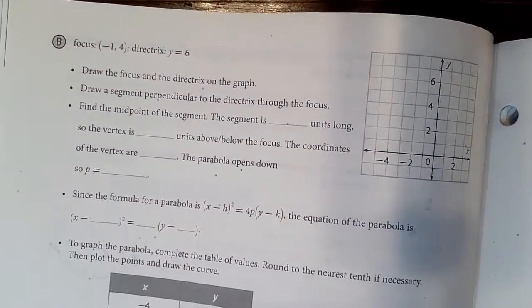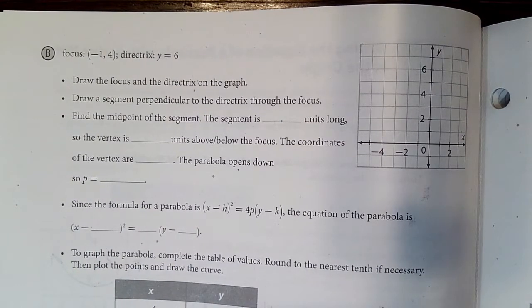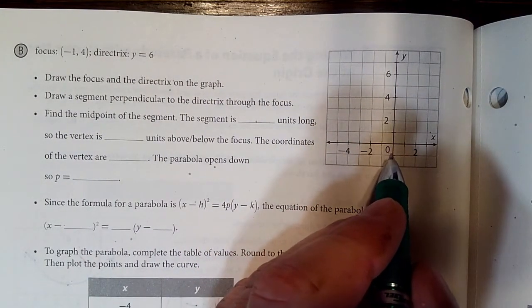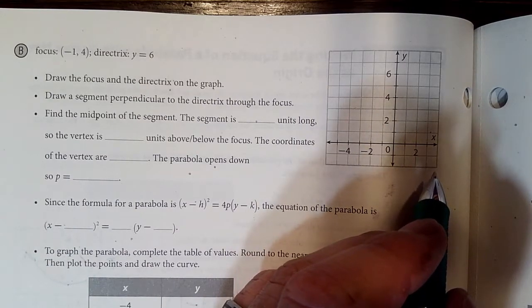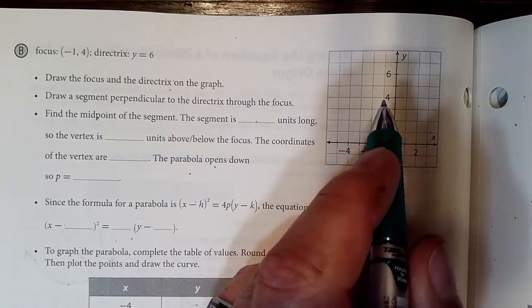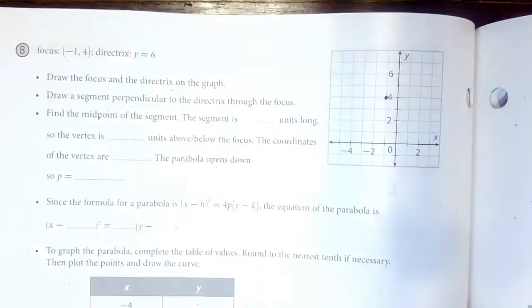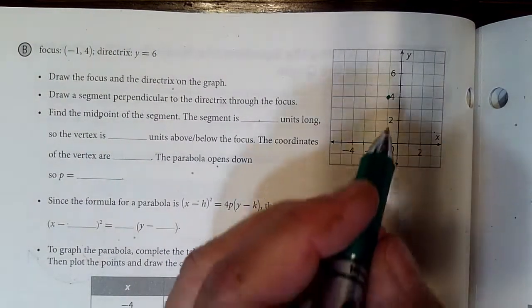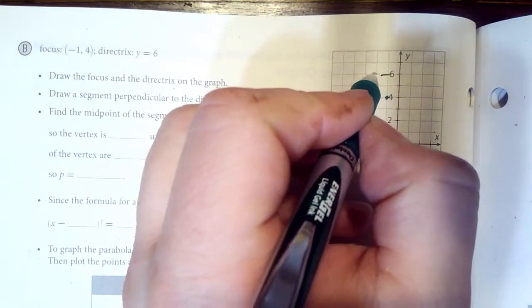Okay, so let's do this guy. We got focus -1, 4, directrix is 6. So first thing I want to do is draw those points on my graph. So the focus is -1, 4. What? Really? They're giving me a focus like way over here? Oh, my bad. -1, 4. So there's my focus. Directrix is x equals 6. Okay, so that means it's right here at 6. Wait, y equals 6. Okay.